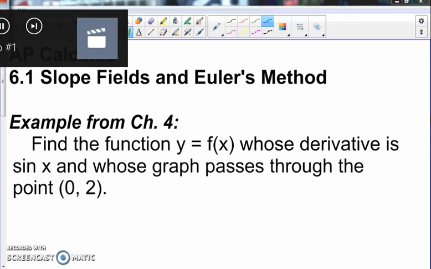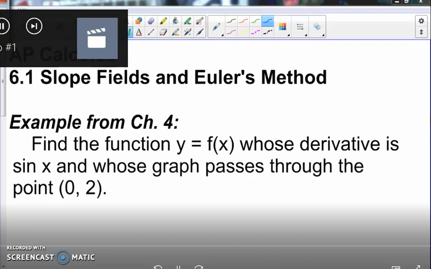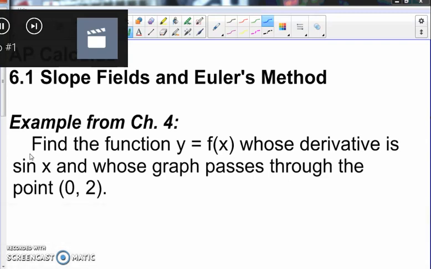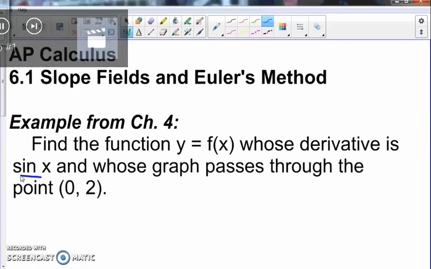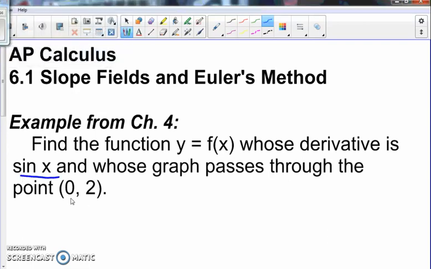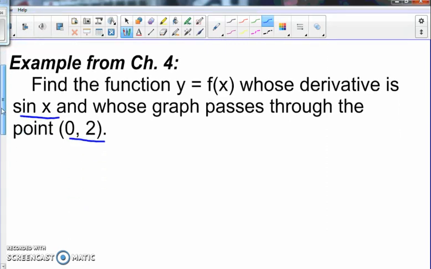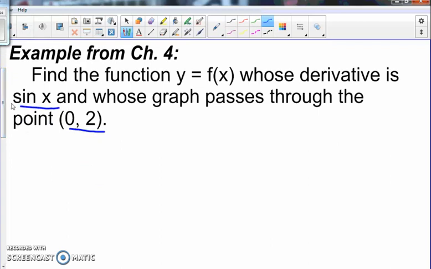It says find the function y equals f of x, whose derivative is sine of x, and whose graph passes through the point (0, 2). So this is the derivative, and the original function goes through the point (0, 2), and we're trying to figure out what this original function is. Well, we would have thought, what function has a derivative that's sine? That would have to be negative cosine of x, so that when we take its derivative, we get sine.